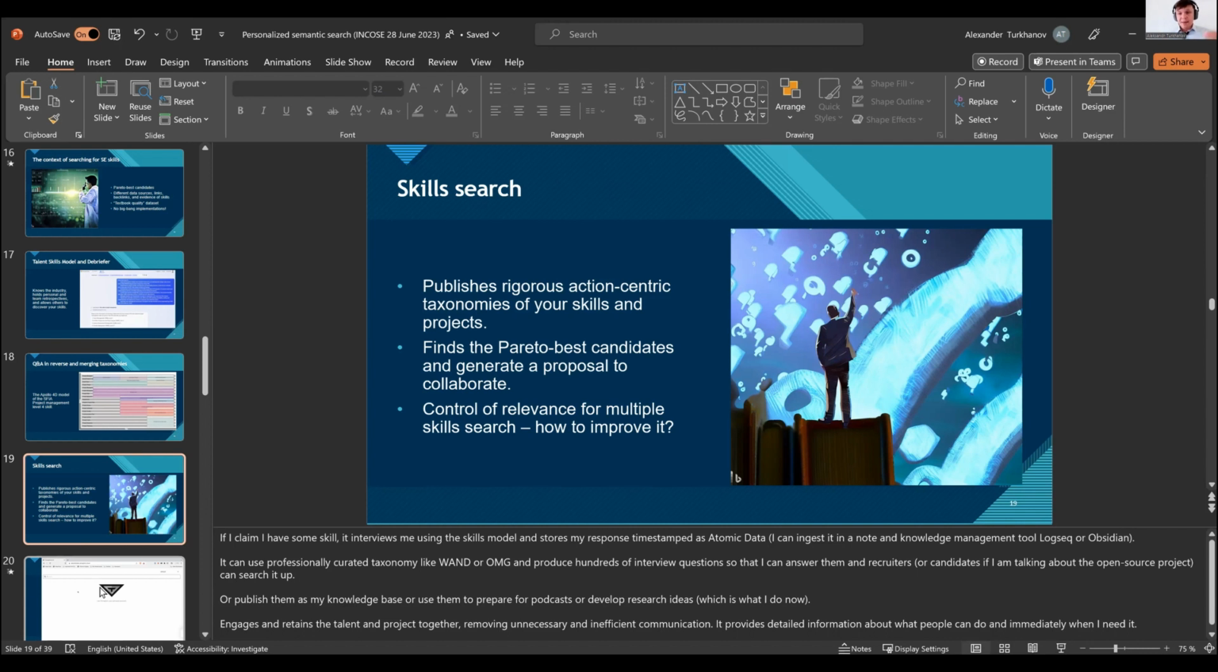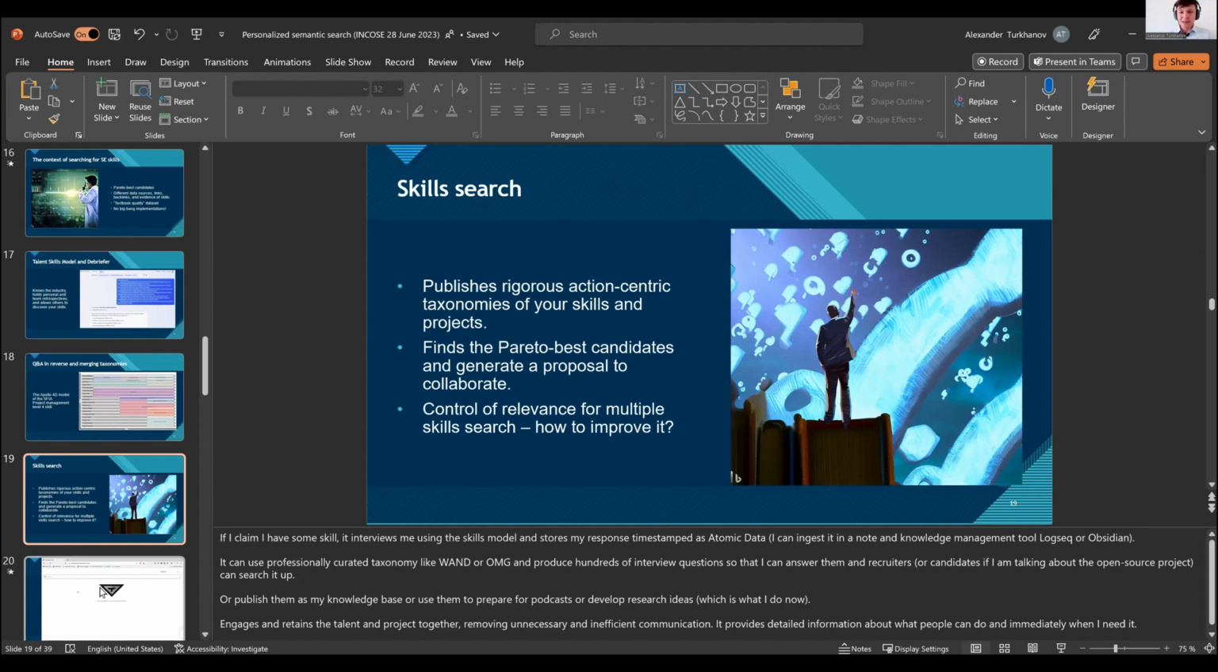And then when you run this search, so you put a task name or a project description at the beginning, it transcribes this project description into the same taxonomy of skills, and matches. So what candidates can be a good fit for this, and provides you with the results.